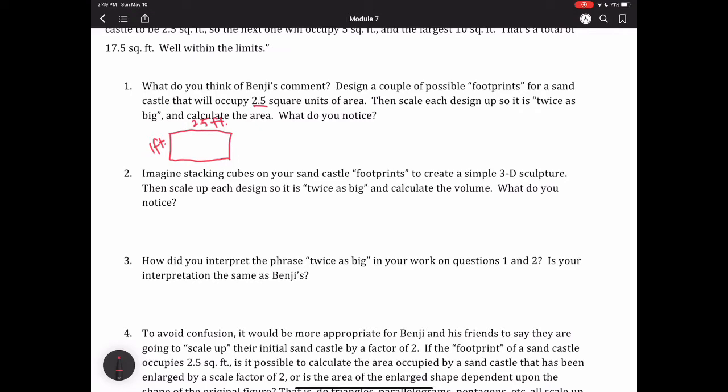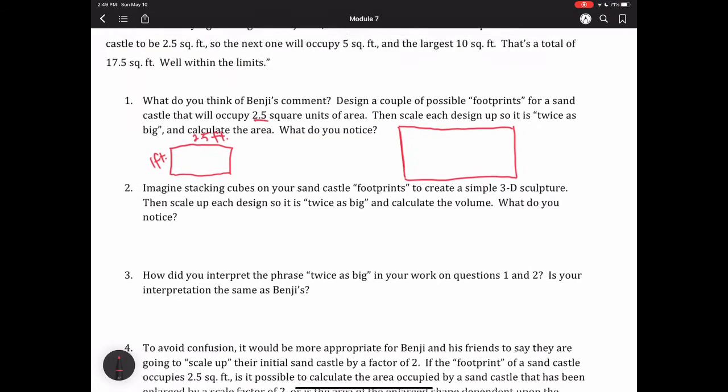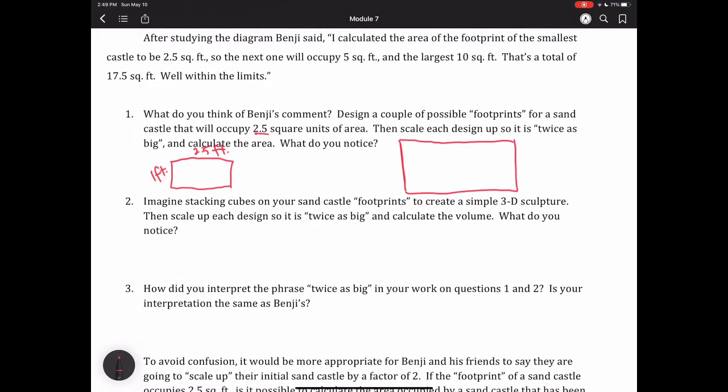So now, what if I double both of those sides, if I make one that's twice as big? Benji had said it's going to have an area of 5 square feet, but if we double each side, we actually end up with an area of 10 square feet, because we have 2 for the height or length and 5 for the width. So there's an interesting thing: if we do double the side lengths, then we actually get a much larger number than twice as big as 2.5, and it's not 5 square feet.